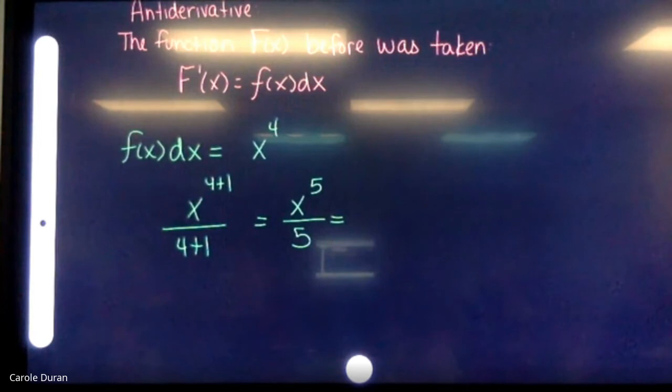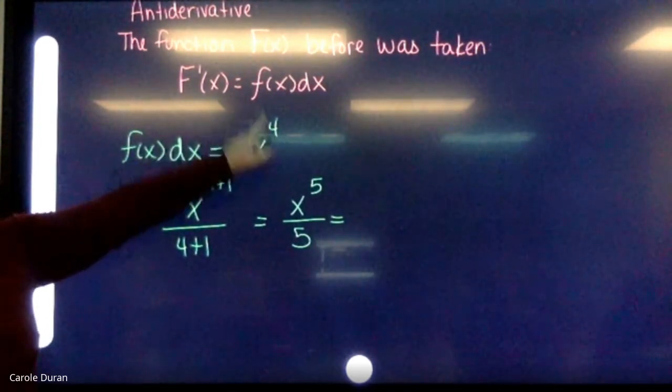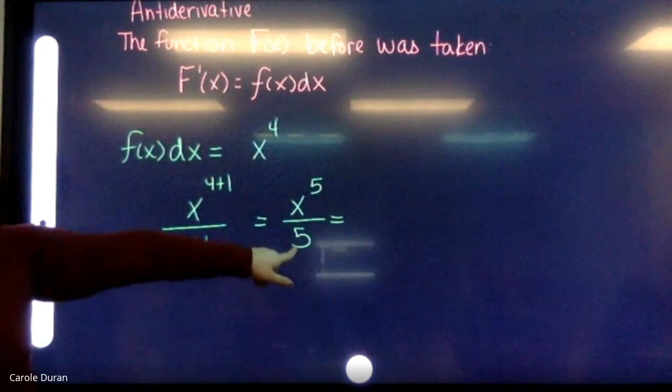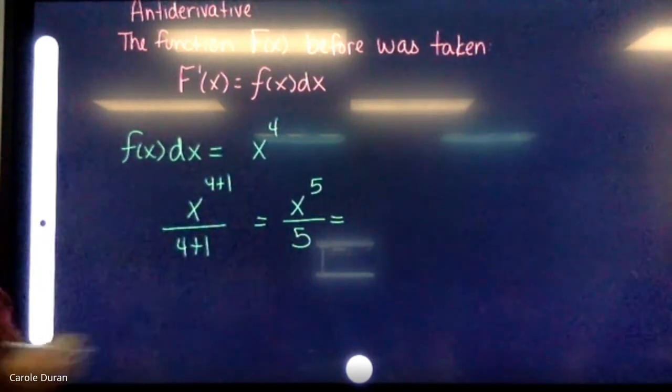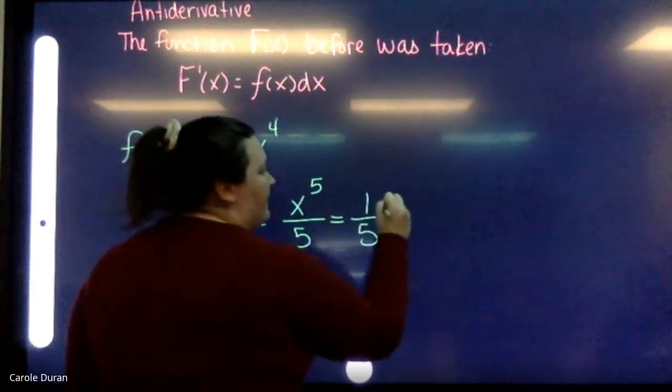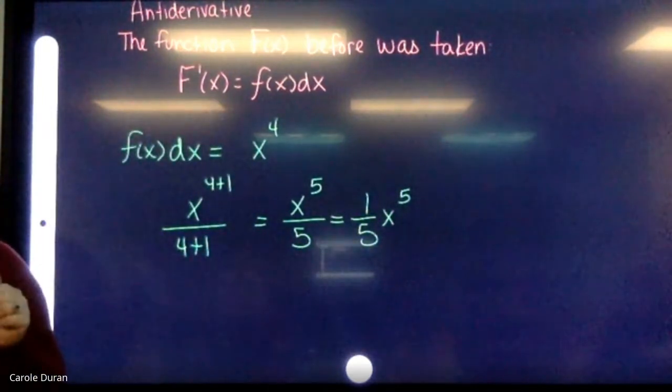Where did you get those fractions? I took the 4 and increased it by 1, and then I had to divide out that new exponent as well to keep it in balance. So if you were to do quotient rule for that, you would get x to the 4th. We wouldn't have to do quotient rule because this is the same as 1 over 5 x to the 5th. But yes, if I took the derivative of that, it would equal x to the 4th.